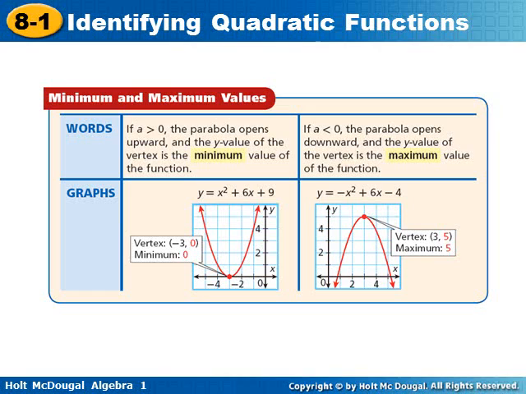If a is less than 0, or negative, the parabola opens downward, and the y value of the vertex is the maximum point for the function. So for y equals negative x squared plus 6x minus 4, it's a negative value for a, so the parabola is frowning, or opening downward, which makes the vertex the maximum point at the very, very top. The vertex for this one is 3, 5, so the y value, which is 5, would be the maximum value for the parabola.